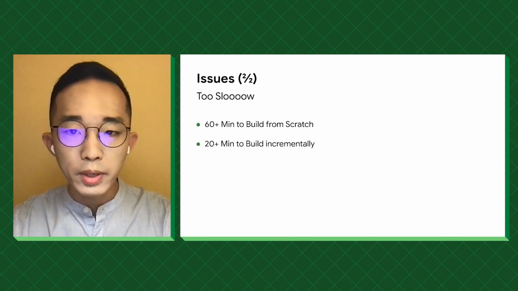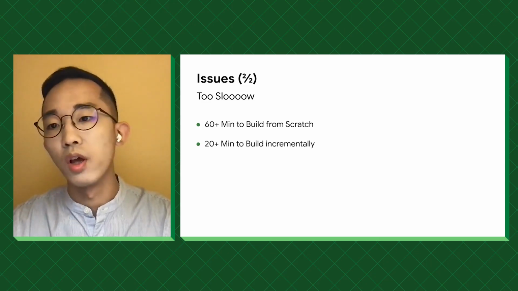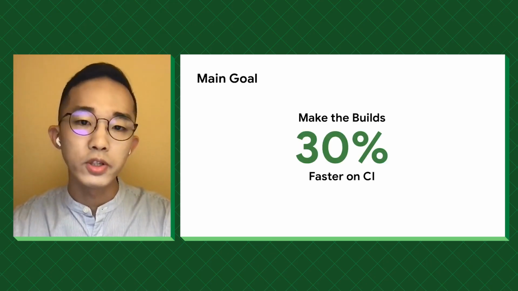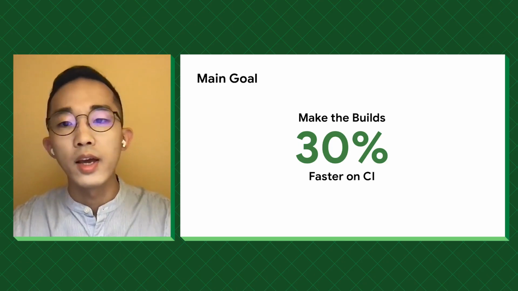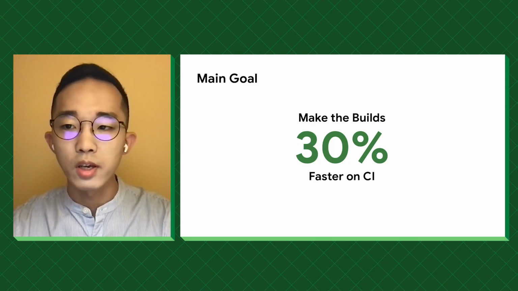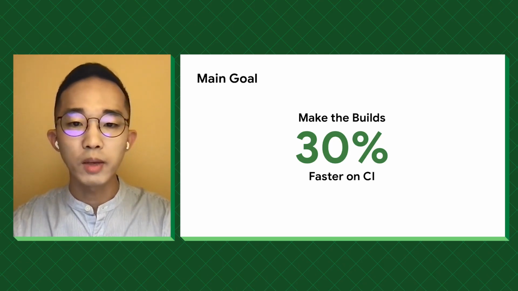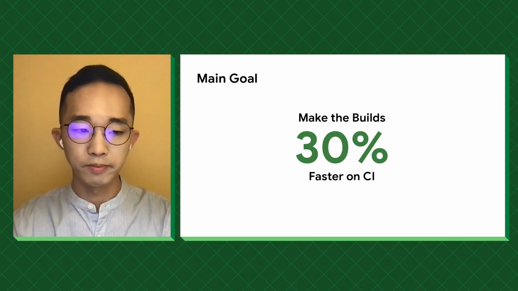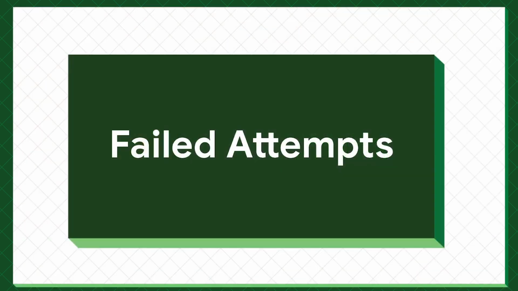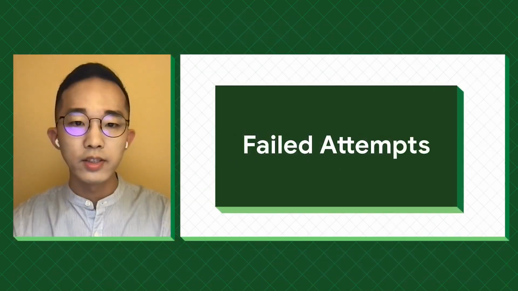Therefore, we set an ambitious goal for this migration, which is to make the builds 30% faster on CI. And if things worked out smoothly, we want to improve the build and test experience on workstations as well, and eventually improve the performance of the team. Before we start, I'd love to go through some of the attempts we tried earlier. This should help you decide which is the best path forward.